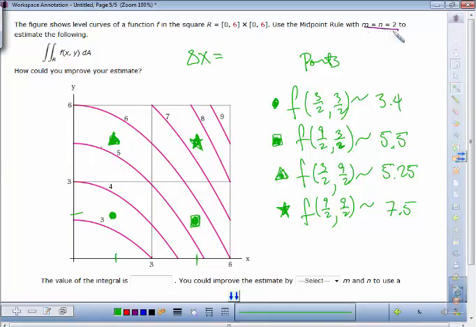So the m and n were equal to 2. That's the number of partitions, but remember that the delta x is the length of these things. Generally, it doesn't have to be all equal to each other, but it just makes it easier for us to make those computations if they are all equal. So nice even partitions. Along the x, there's a length of 3. Along the y, there's a length of 3.